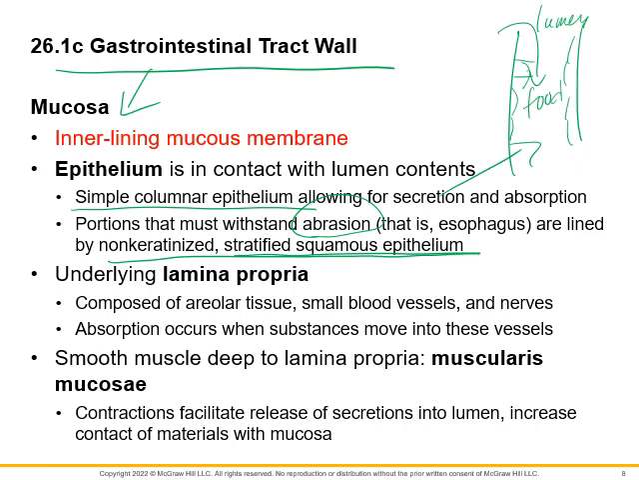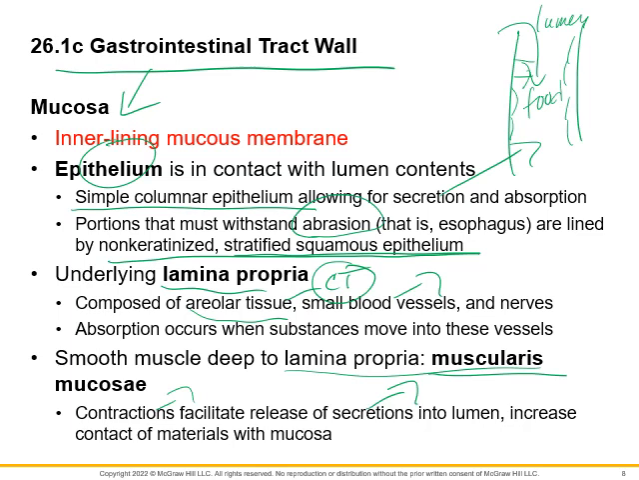Then there's this underlying lamina, and this area is going to have areolar connective tissue, blood vessels, nerves. And then you have this thin layer of muscularis. Contractions of this area are going to facilitate the release of the secretions into the lumen. So it's a very strange kind of setup where we have two different types of epithelium, we have connective tissue, and then we're going to have this really thin muscular layer that, as the food is moving through, stimulates the secretion of the mucus.